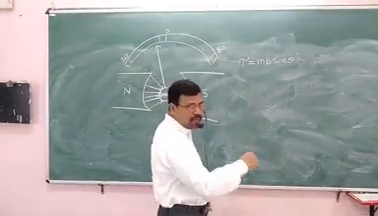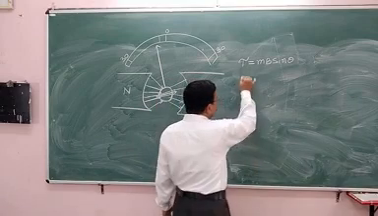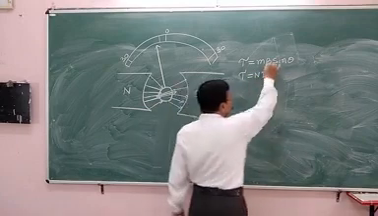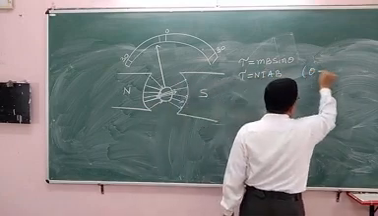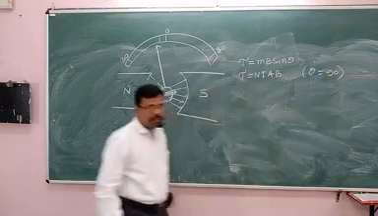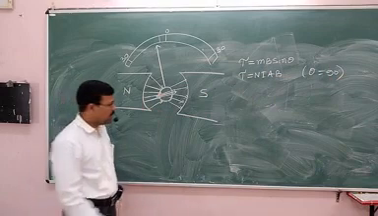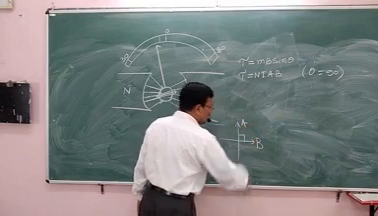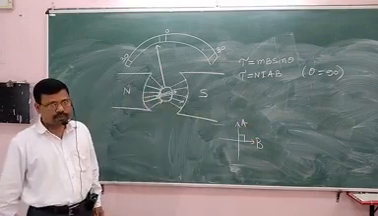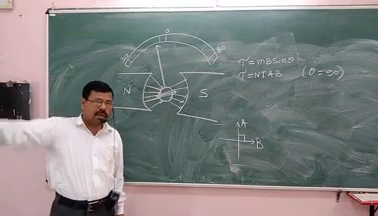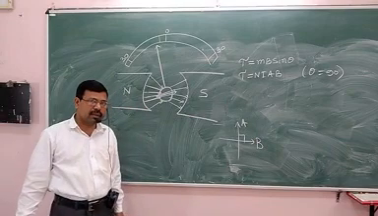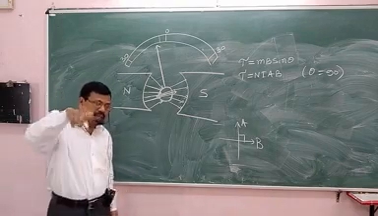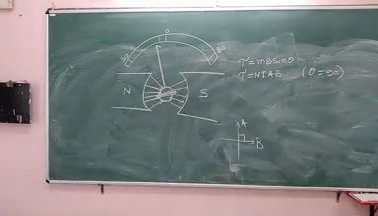So torque is equal to MB sin theta, and M we know is NIA, the magnetic moment, and theta is always 90 degrees. The direction of the magnetic field and the direction of the area vector are always perpendicular, or the plane of the coil is always parallel to the magnetic field, because the area vector is always perpendicular to the plane.